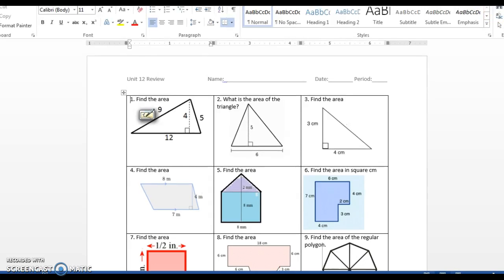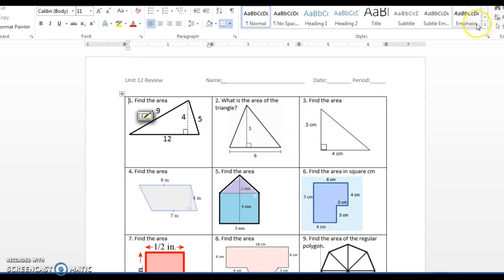Hello, today we will be going through the Unit 12 review. It's mainly area. Number 1, find the area.